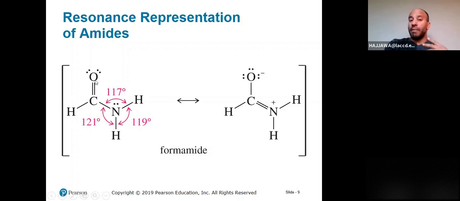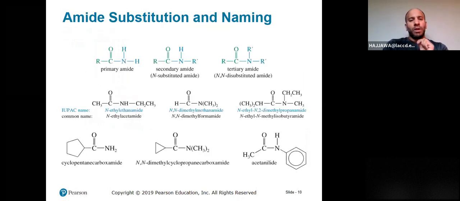I still deal with a major contributor, that's the neutral one, but I cannot ignore that there is the imine structure that does contribute to the amide structure. So this phenomenon is recognized clearly on the IR spectrum. How do I name amides?